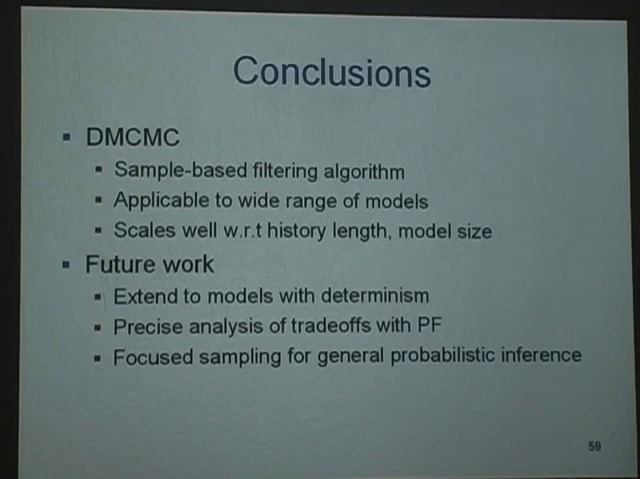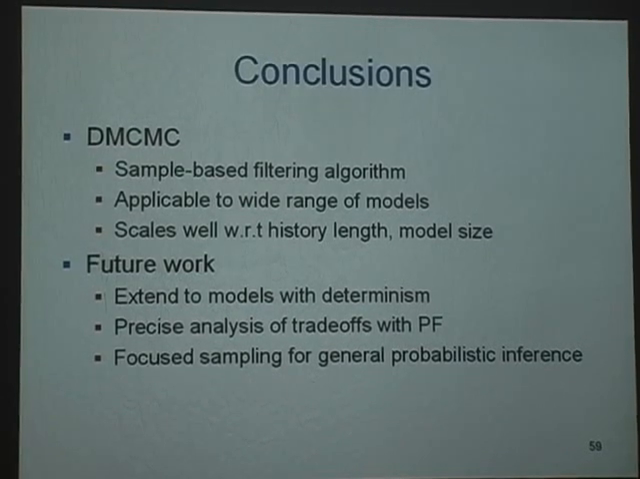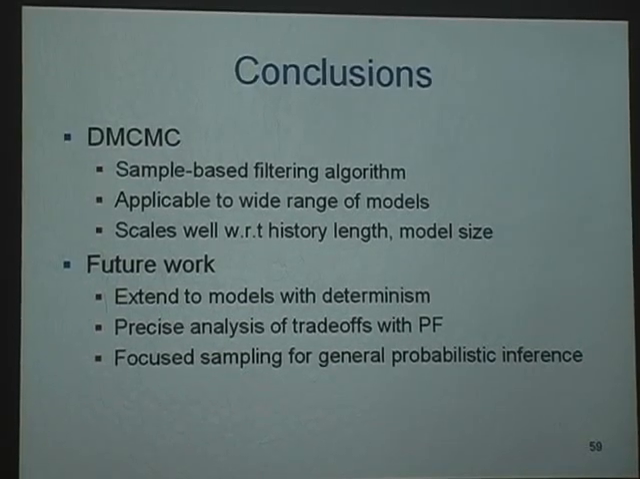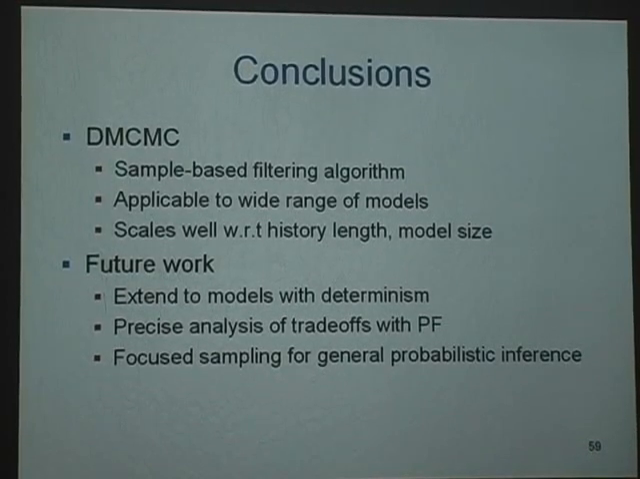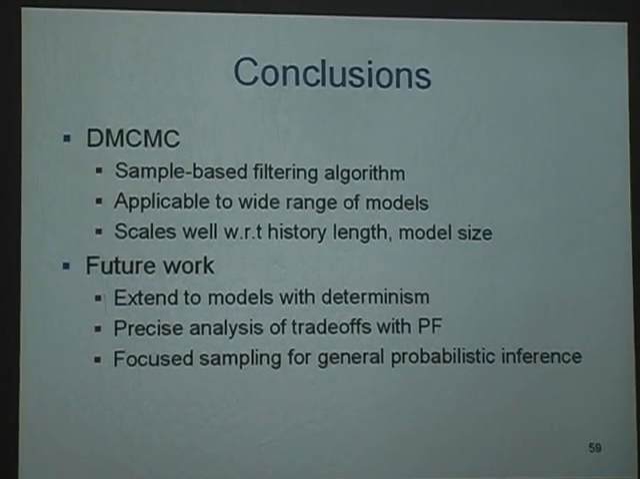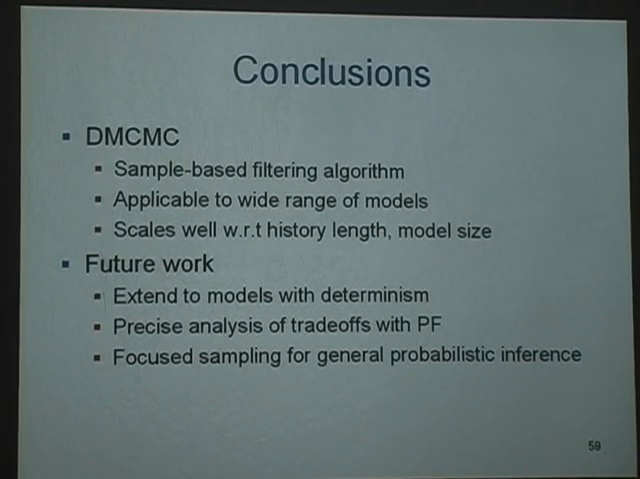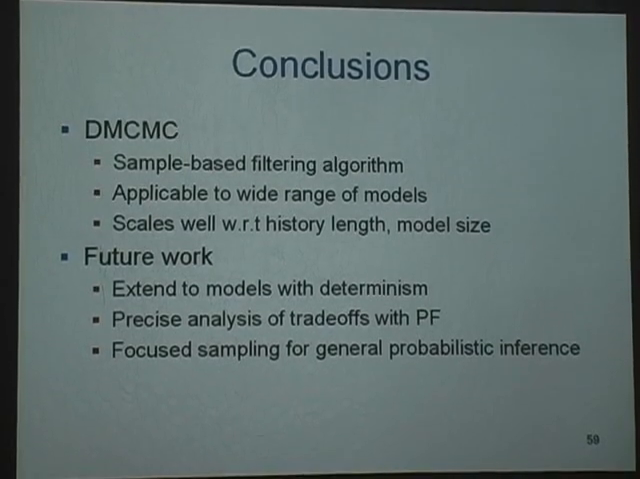Okay, so that about wraps it up. In conclusion, I've talked about this algorithm, decayed MCMC, a sample-based filtering algorithm. It's widely applicable, unlike exact methods, and it scales well with respect to both the history length and the model size. There are various topics for future work. One is to extend to models with more determinism. I think there are various ideas here, like integrating with logical inference, such as SAT methods, and also sampling at different time granularities for different variables, like sampling the ones that evolve more slowly at a different time scale.